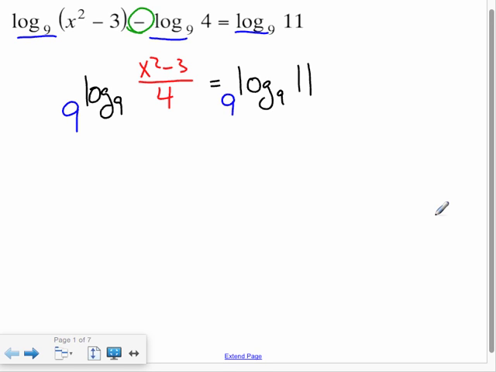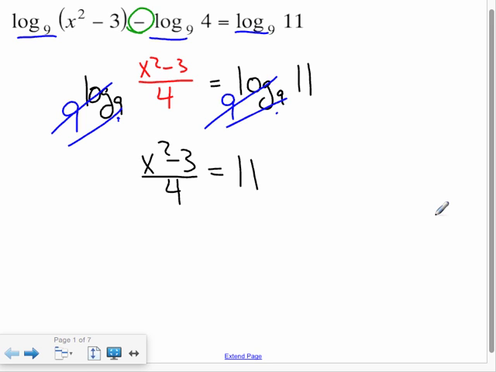Now, because we have log base 9 on both sides, we take whatever our base number is, the 9. If this was a 17, I would have written a 17. But instead it's a 9. So we're raising both sides of the equation, taking them base 9 and raising them to the logs. Because of the properties of logarithms and exponents, those end up canceling out. And all I have now is one simple fraction, x squared minus 3 over 4 equals 11.